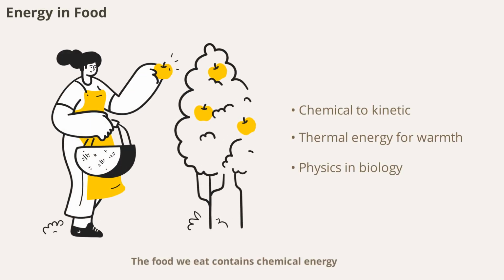The food we eat contains chemical energy, which our bodies convert into kinetic energy for movement and thermal energy to maintain body temperature. This process is a perfect example of energy transformation in living systems, showing how the principles of physics apply to biology and daily life.